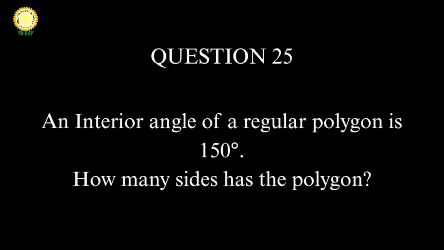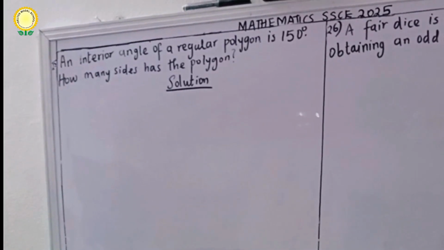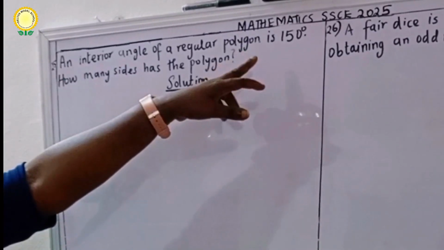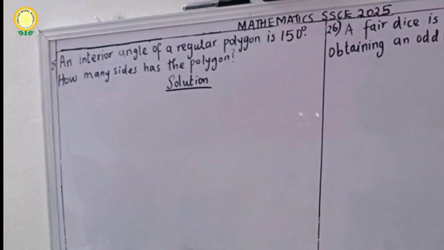An interior angle of a regular polygon is 150 degrees. How many sides has the polygon? Now we have a regular polygon. A regular polygon means a uniform polygon, that has regular sides. So if one of the angles is 150, how many sides has the polygon?